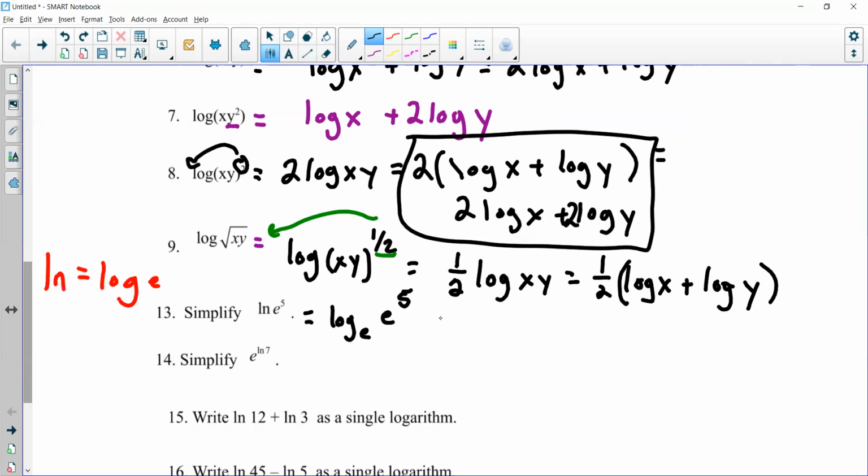Now keep in mind, the opposite for the base of a log is the same as the opposite for the base of an exponent. Since this e is the base of a log, and this e is the base of an exponent, you are allowed to cross those off. Which means once you cross them off, all you have left over is 5.